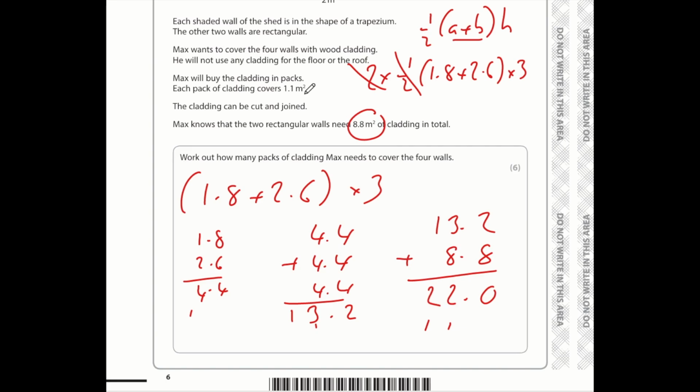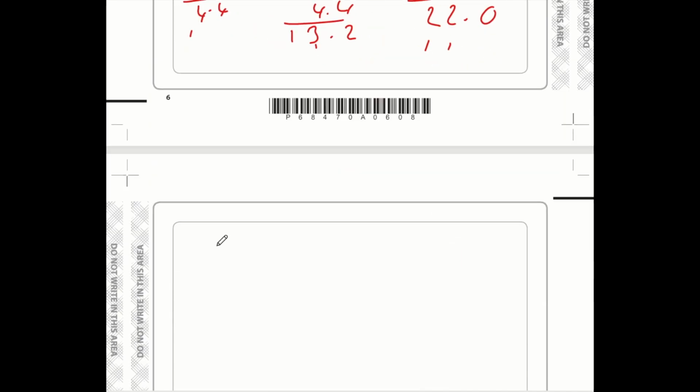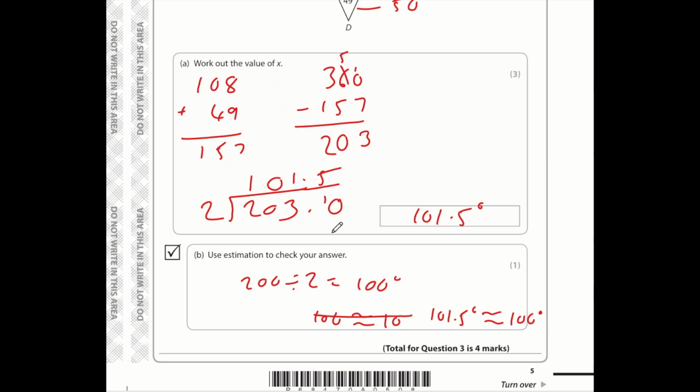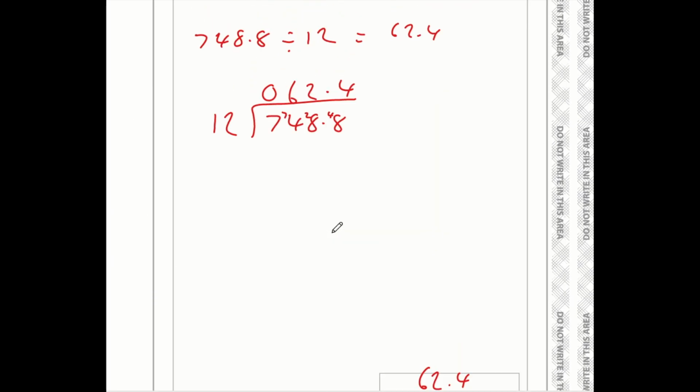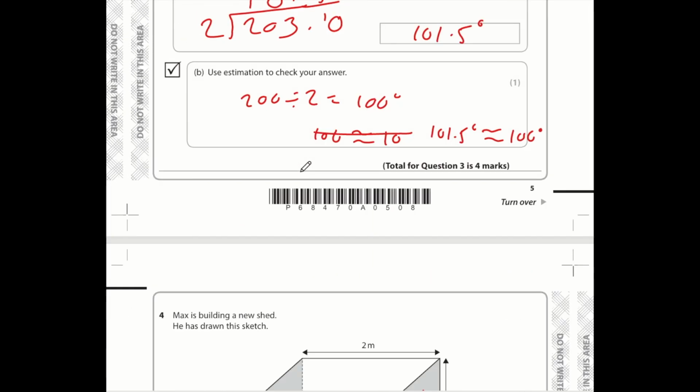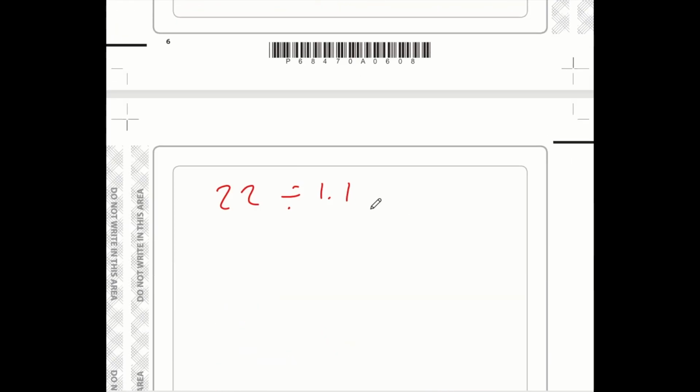Now each pack of cladding covers 1.1 metre squares. Well, how many 1.1s go into 22? So the calculation is 22 divided by 1.1. And as we did in a fairly recent question, when we're dividing by a decimal, we're going to do exactly the same again here. So instead of doing 22 divided by 1.1, you want to avoid dividing by a decimal. Multiply both numbers by 10, so that's 220 divided by 11.